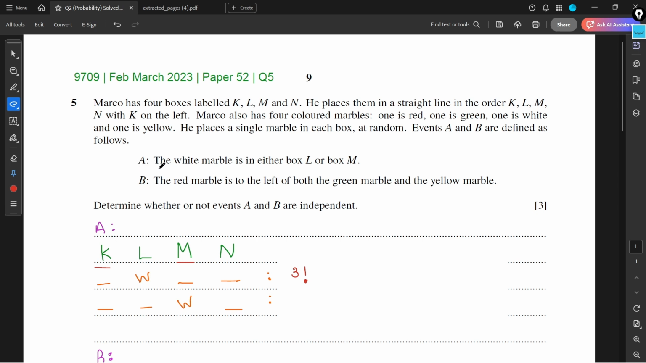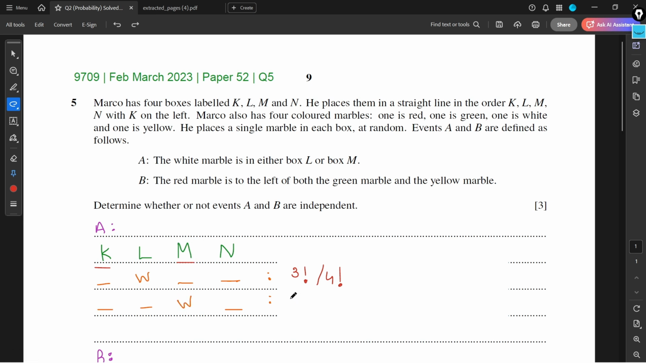But because we are trying to calculate the probability, I'll also need to figure out the total possibilities where I can arrange 4 colored marbles in 4 empty places. It's going to be 4 factorial ways. So out of this many possibilities, these are the possibilities where W stays in the box L and the other colored marbles could be in the remaining places. Now the same calculations can be repeated for the second part, that is, W stays in the box M.